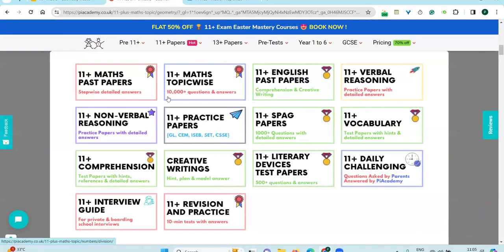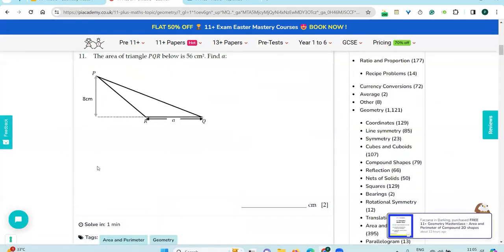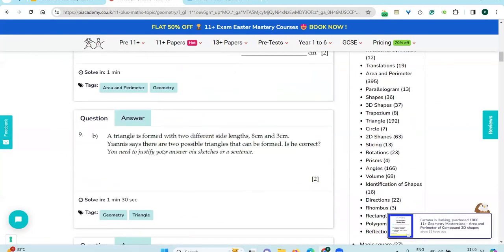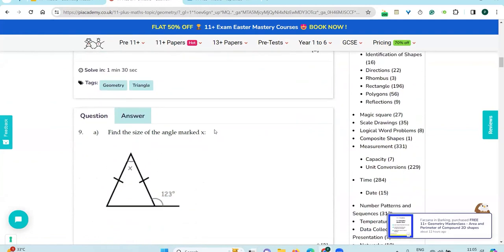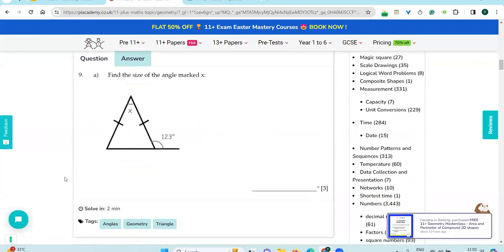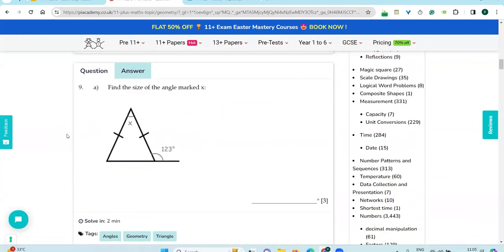So if you are looking to further strengthen your geometry concepts, check out Pi Academy's 11 plus maths topic-wise worksheets bank. There are around 10,000 questions. As you can see, the questions are free for us all to view. You don't have to be subscribed to view the questions. And these questions are from the real past papers of the top grammar and independent schools.